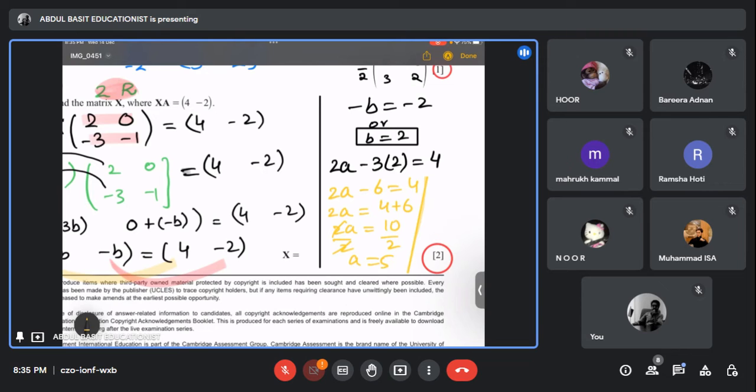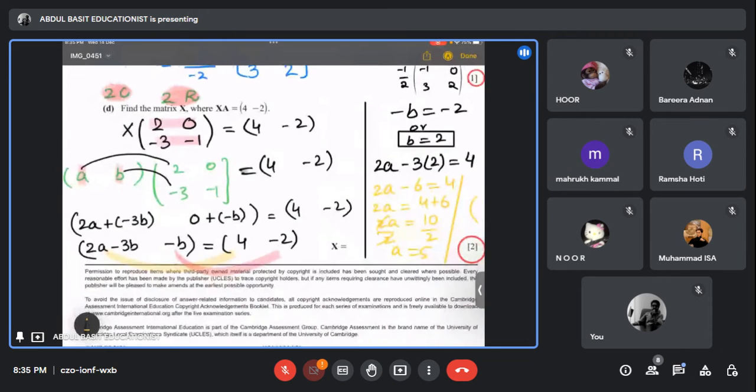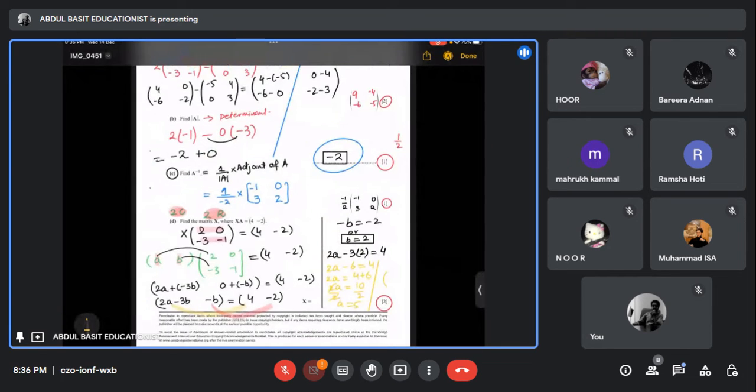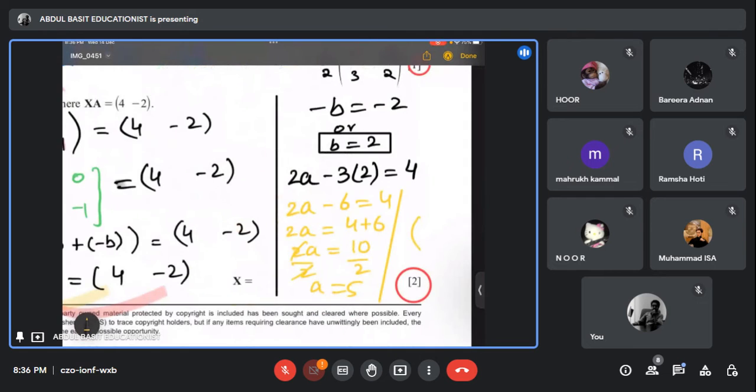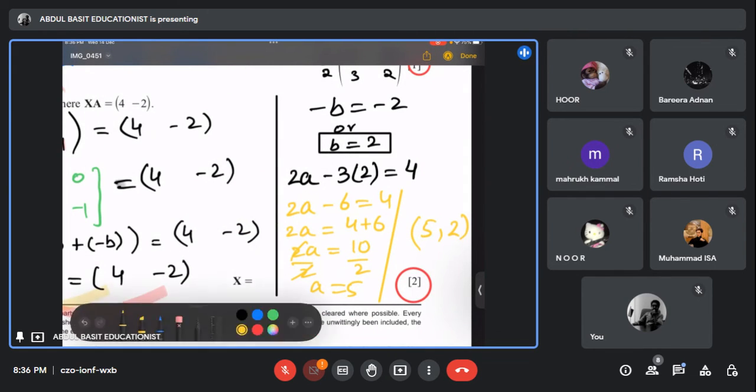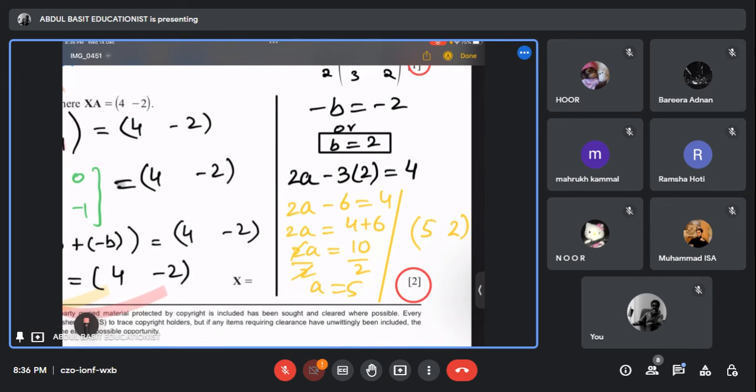So the answer for this question is that we had matrix AB and we have found the elements of AB, and A is 5 and B is 2. So no need to put a comma, no, it's not a coordinate, it's a matrix.